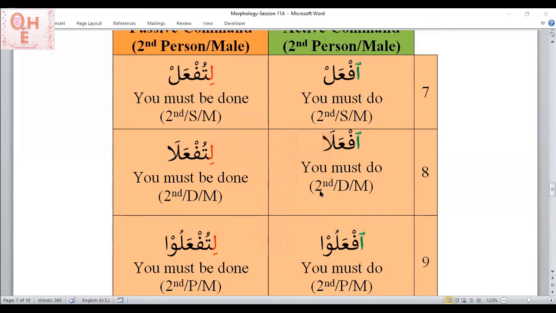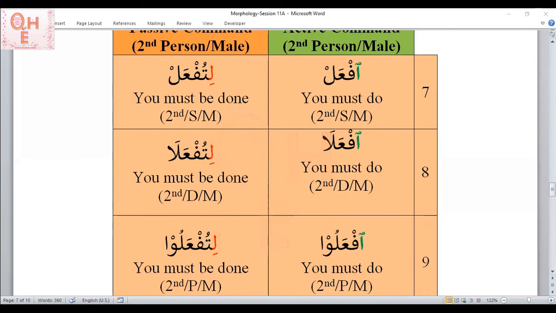If'ala, doers are second person dual male. You must or should do. Then when the doers are second person plural male, if'alu, you must or should do. Now look into the passive. When it comes to passive, there won't be Hamza. Passive will be the way we saw before. There will be lam kasra and there will be prefixes. So for example, li tuf'al, you must be done. The object on which the work is done is a second person singular male, and so on.